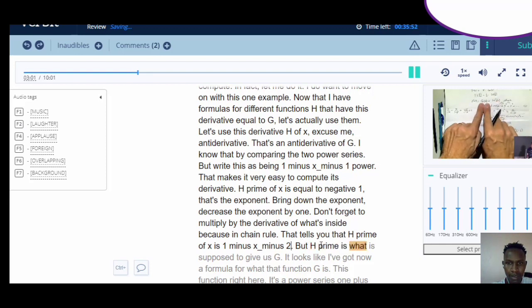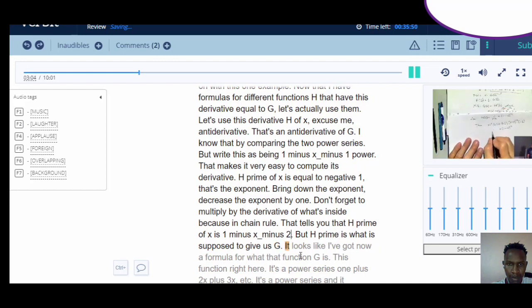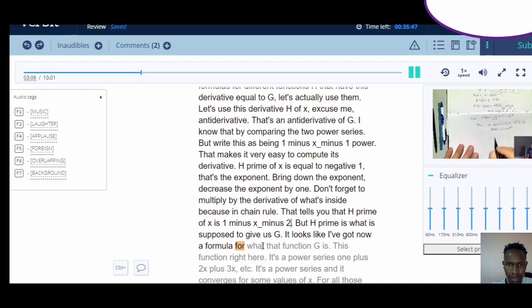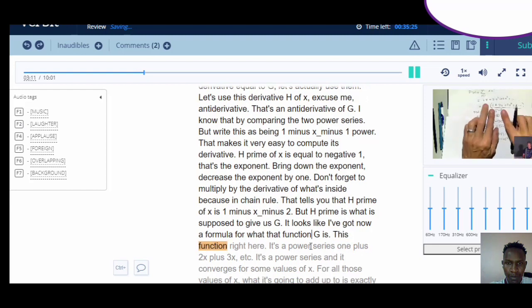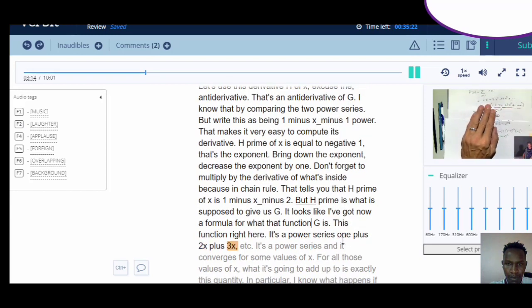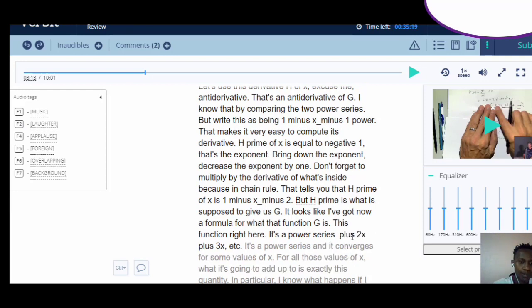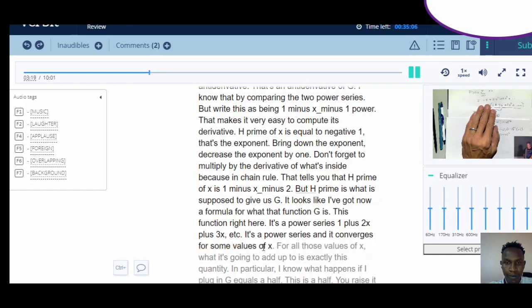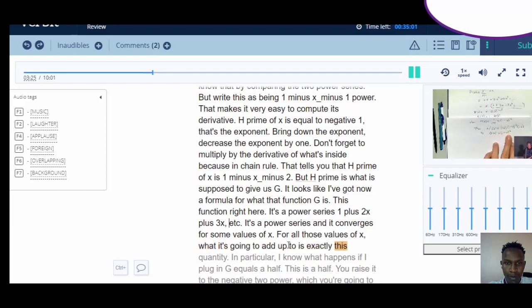But h prime is what is supposed to give us g. So it looks like I've got now a formula for what that function g is. Function g is this function right here. It's a power series, 1 plus 2x plus 3x squared, etc. It converges for some values of x, and for all those values of x, what it's going to add up to is exactly this quantity.